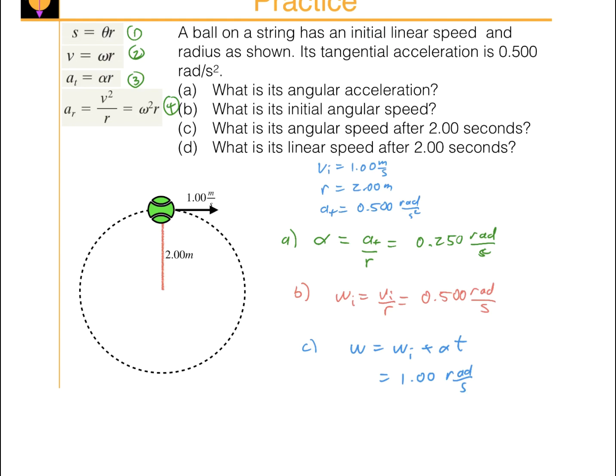And then finally D, what is its linear speed after 2 seconds? So you go v equals omega r, right? You plug in 1 radian per second, and you plug in 2 meters because that's the radius. So it is moving at 2 meters per second. That's how fast it's moving after 2 seconds.